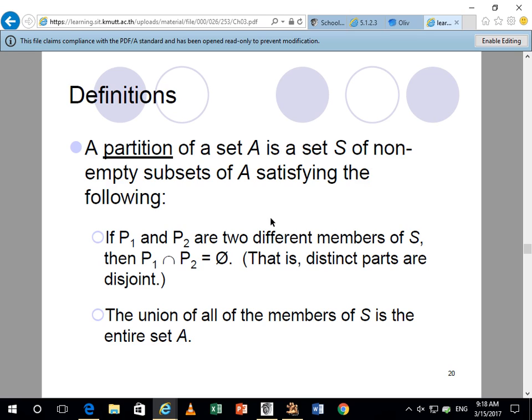So we talked about partitions. If there are only two partitions, late and on time, then if you're late, you're not on time. If you're on time, you're not late. That means these two sets have nothing in common. So you're either late or you're on time. When we combine these two, it's the entire set, or the whole class.